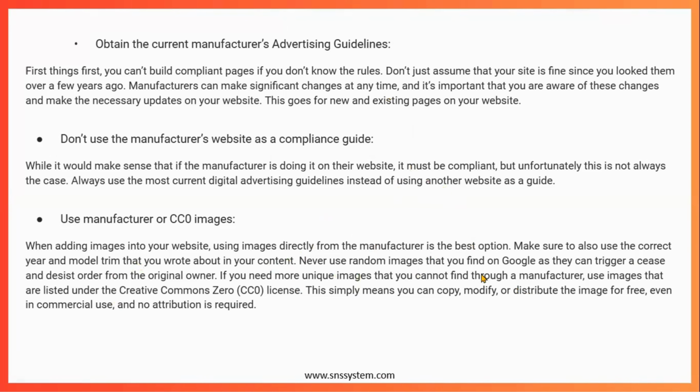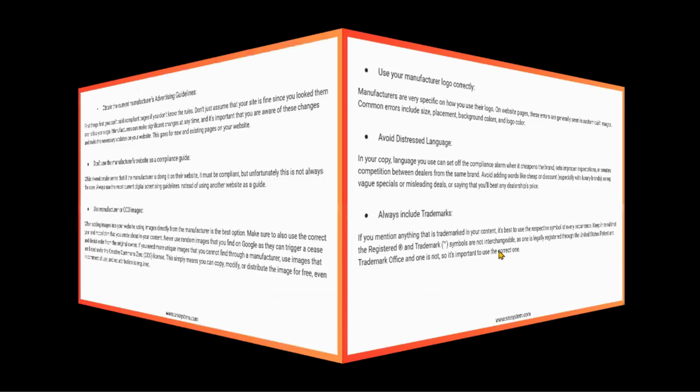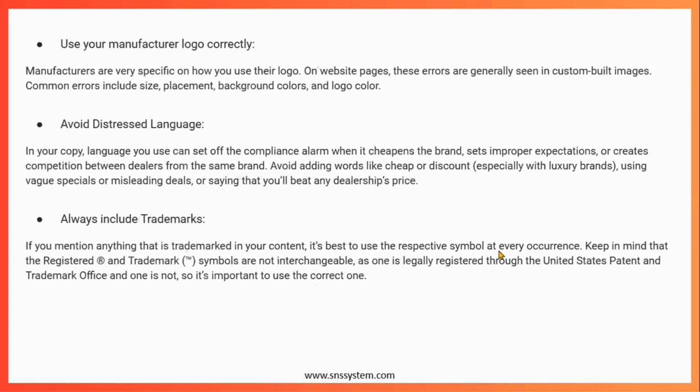And we should not use random images from Google, as they can trigger a cease and desist order from the original owner. If you need unique images and you cannot find them through the manufacturer, use images that are listed under the Creative Commons Zero license or the CC0 license. This simply means that you can copy, modify, and distribute the image, even if it is for commercial use.